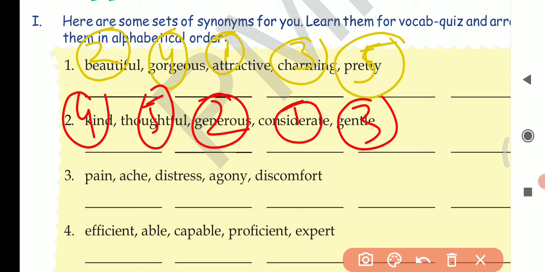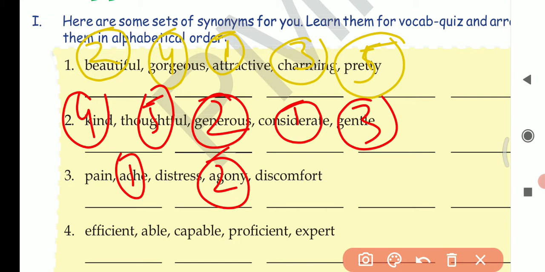Then let's move to the second alphabet. Second alphabet is C in ache and G in agony. So what comes first, C or G? C comes first. So this will be the first one. Second word will be agony. Agony also means pain. Third, we have B, C.